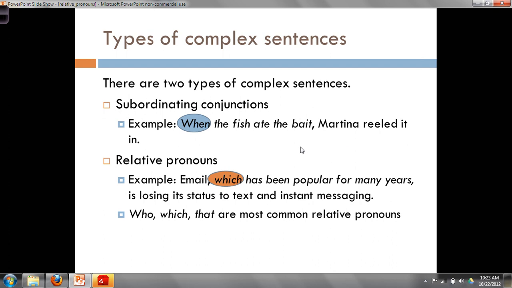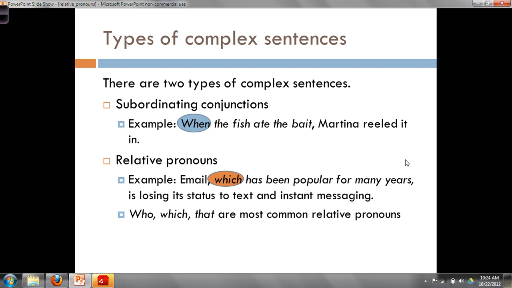And here's an example. When the fish ate the bait, Martina reeled it in. Here we have the subordinating conjunction when, and this is our dependent clause, when the fish ate the bait. Even though we have a subject, fish, and a verb, ate, the clause leaves us hanging, wanting more information. So it is a dependent clause.